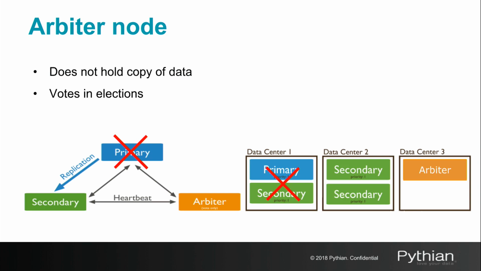So if you have 2 data nodes in data center 1 and 2 data nodes in data center 2, in case one of the data centers goes down, the other data center cannot elect a new primary because it does not have a majority. With MongoDB elections, for a new primary node to be elected, you need a majority of the nodes participating in the election. In this case, you can add an arbiter node in a third data center so that you have high availability across multiple data centers.